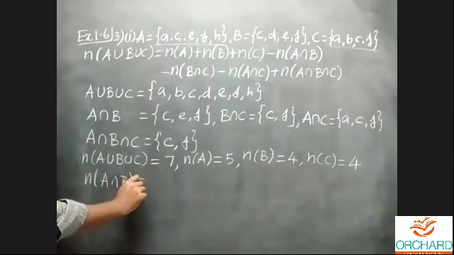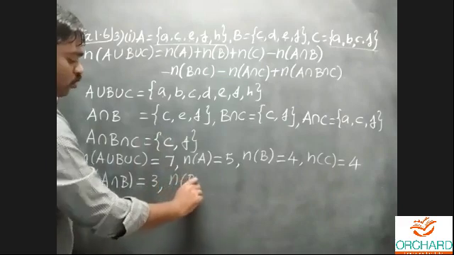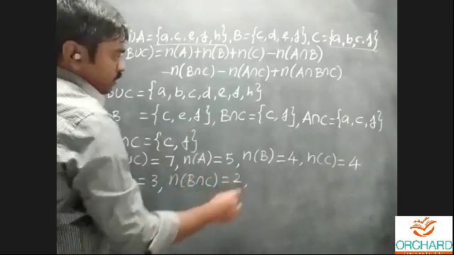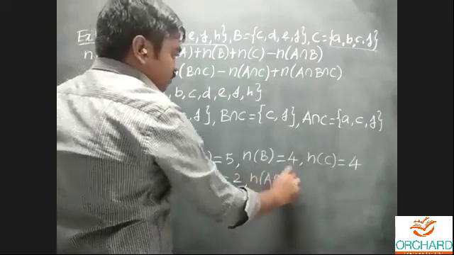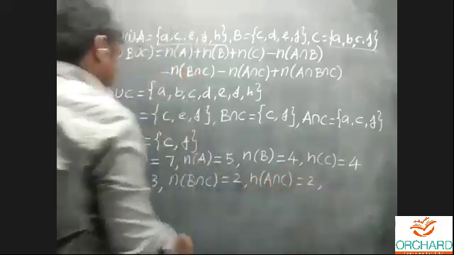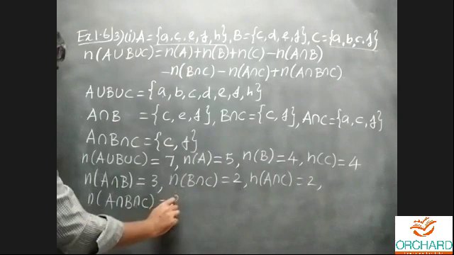For A intersection B, how many elements? 3 elements. B intersection C, 2 elements. And A intersection C, 3 elements. That is n of A intersection C. And next, A intersection B intersection C, that is n of A intersection B intersection C, which is equal to 2.